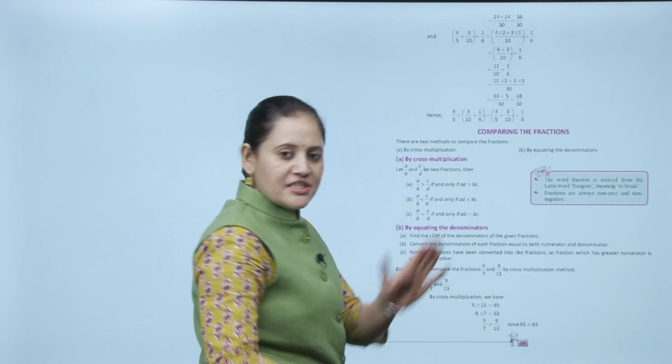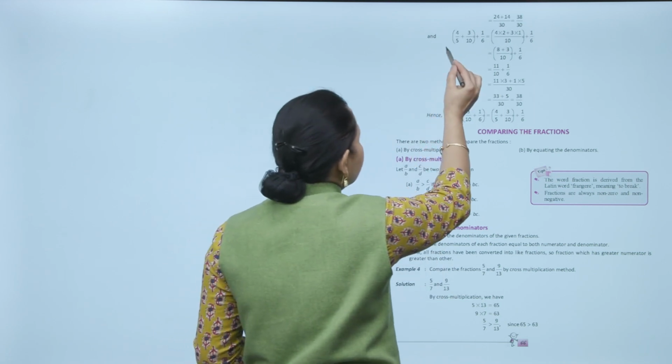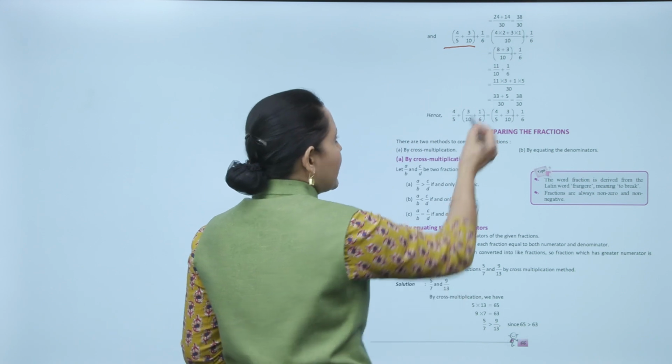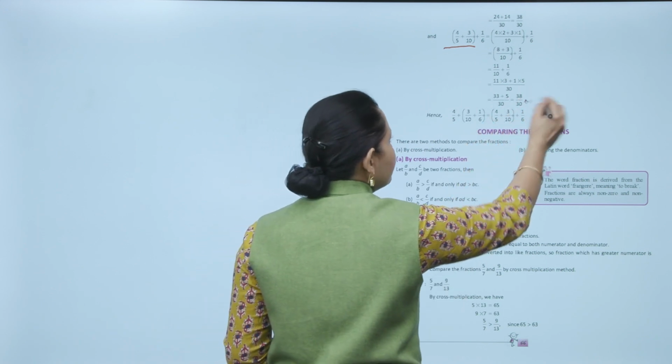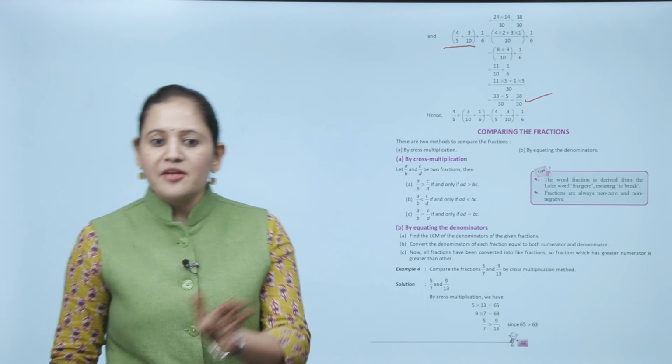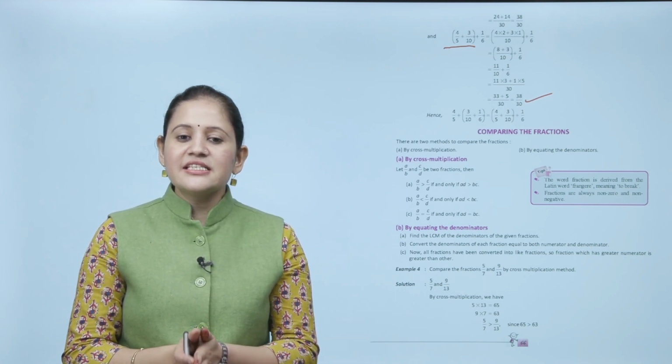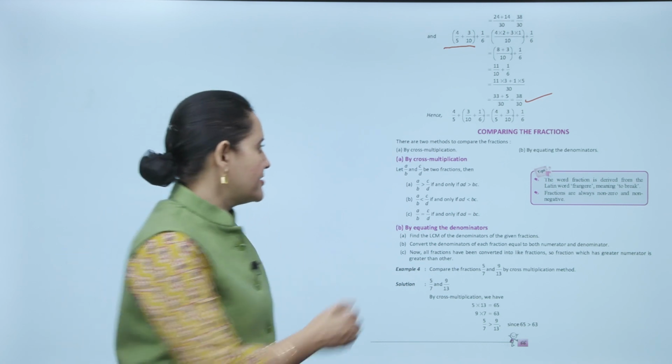38 upon 30. Now change the grouping. पहले हम इन दोनों को सॉल्व करेंगे, then we'll add the fraction 1 upon 6. Again we'll get the same answer 38 upon 30. So अगर हम ग्रुपिंग चेंज कर दें तो सम चेंज नहीं होगा. क्लियर?